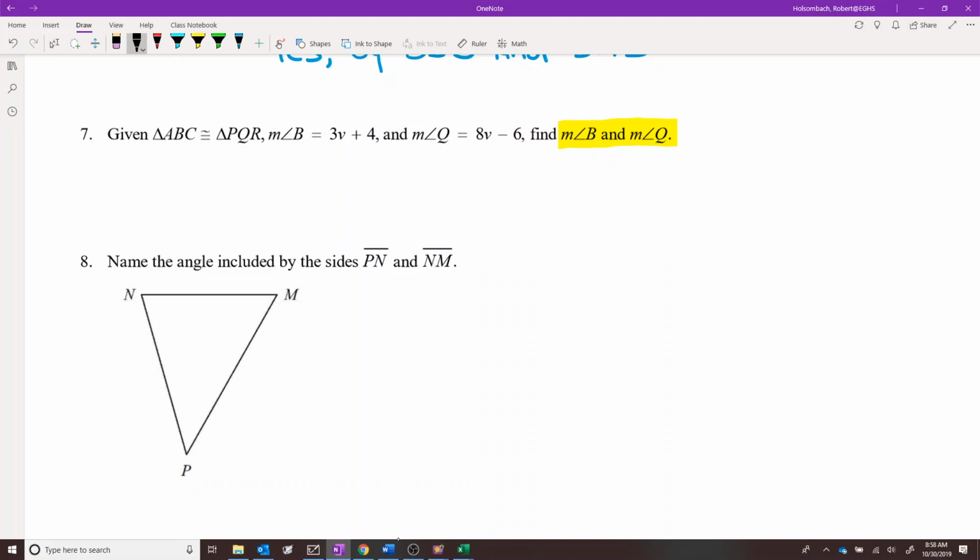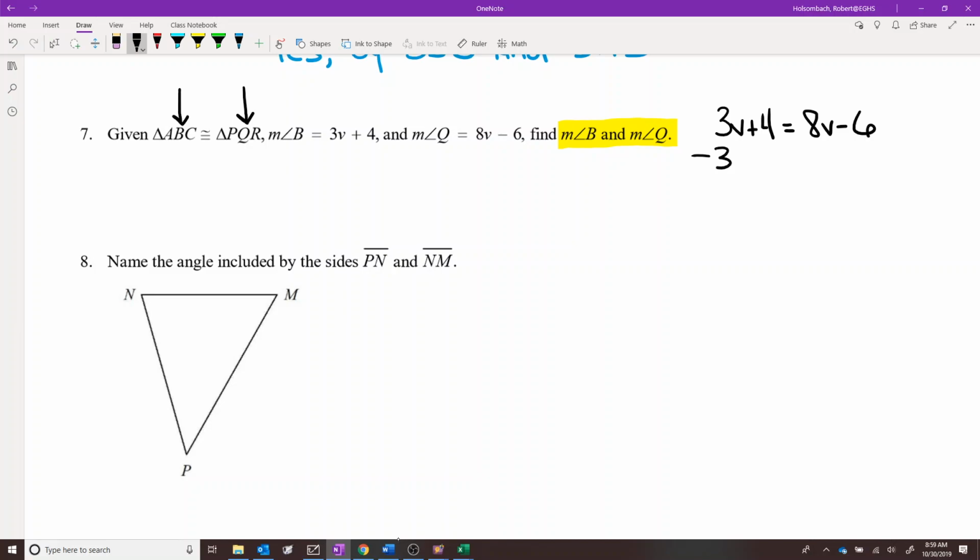Look where the B is in this description, and look where the Q is in this description. They're both the middle letter in their respective descriptions, so they're congruent to each other. So your 3v plus 4 is equal to your 8v minus 6.